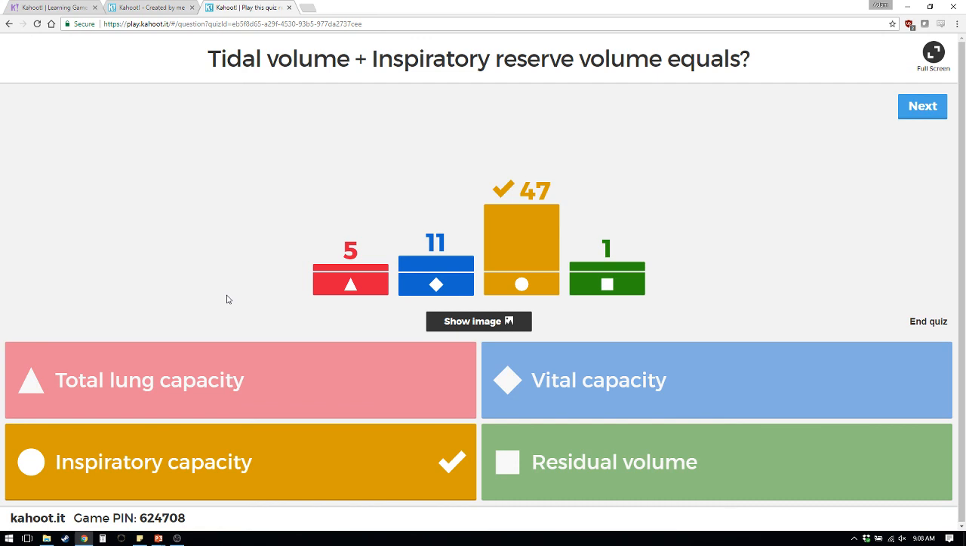And then vital capacity would be what? Yeah, it's everything except for the residual, right? So total lung capacity includes the residual. Vital capacity does not include that residual. Inspiratory capacity is just going to be your tidal volume plus that inspiratory reserve volume you have there. Okay. Fantastic.